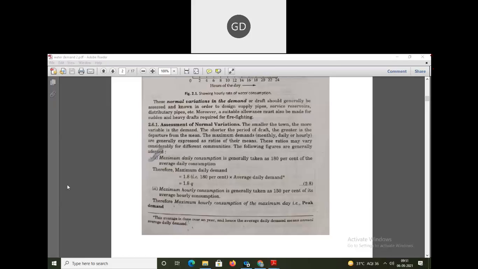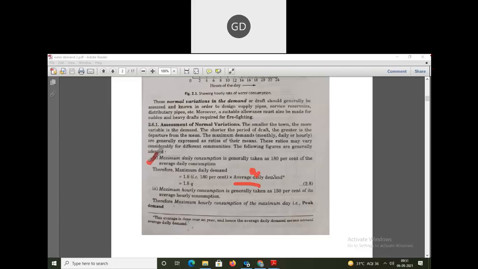The formula for maximum daily demand is 1.8 into average daily demand. And what is average daily demand? It is denoted by small q.